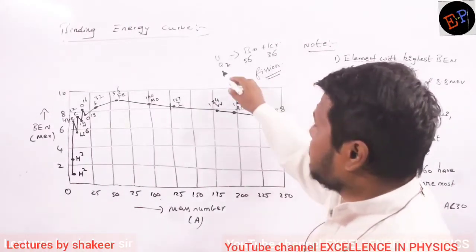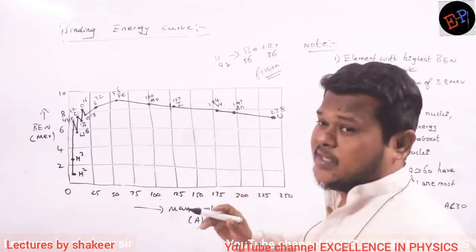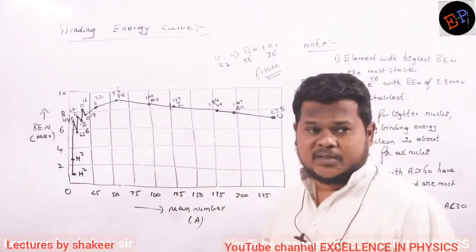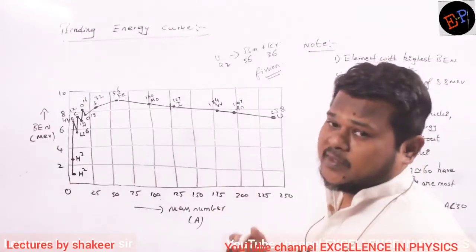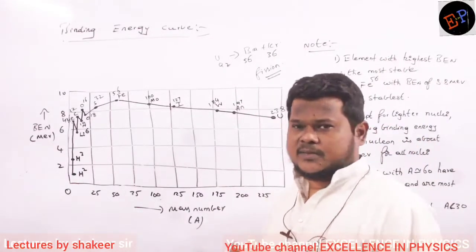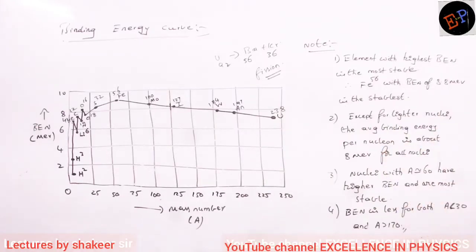Uranium has lower BEN, while barium and krypton have higher BEN. So when this converts into higher BEN, here also energy will be released. Are you able to understand? Those are the note points which I have written here.